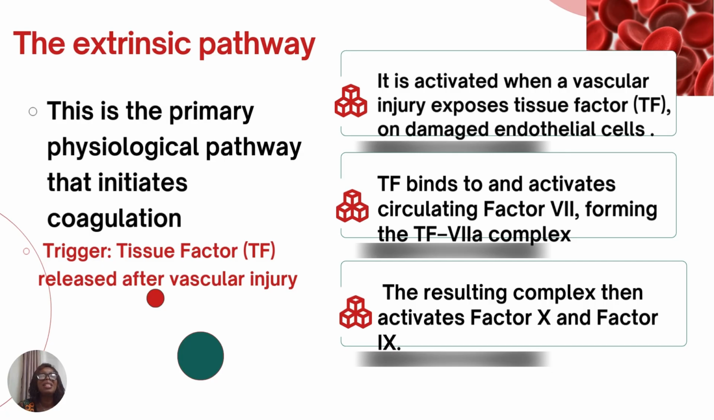The extrinsic pathway is activated when a vascular injury exposes the tissue factor on the damaged endothelial cells. This tissue factor binds to and activates the circulating factor 7. When the tissue factor binds to factor 7, it forms a complex known as the tissue factor, activated factor 7 complex. The resulting complex will then activate factor 10 and factor 9.